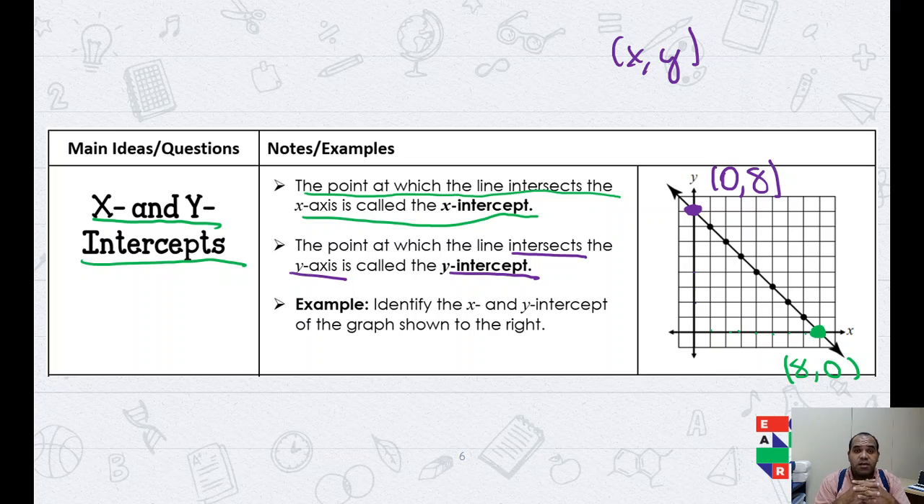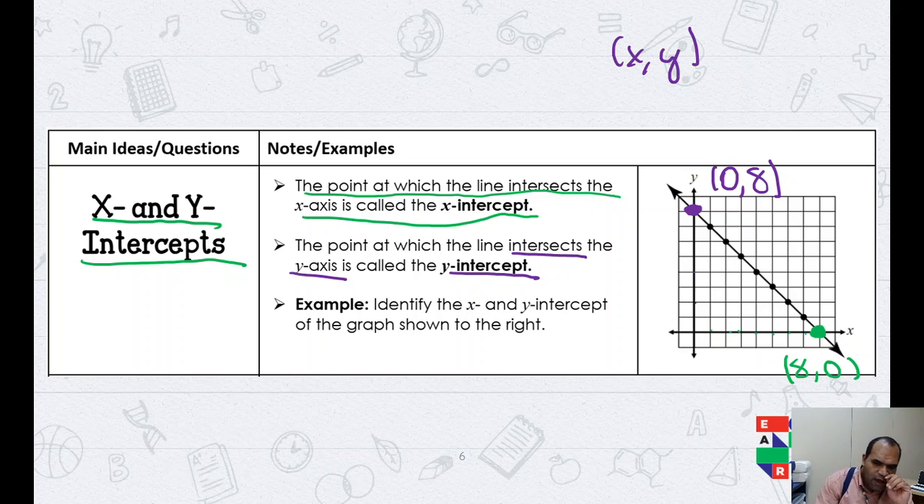Let's talk a little bit about x and y-intercept, our last class, and work some exercises. As you remember, I told you what x and y-intercept are. The x-intercept, as you know, is where your line graph touches the x-axis. And what is the y-intercept? The y-intercept is where your line graph touches the y-axis.